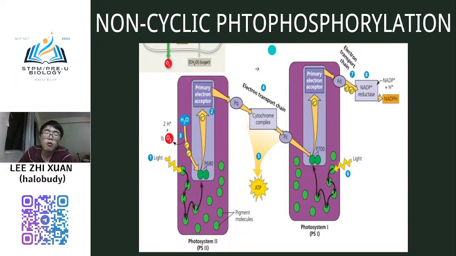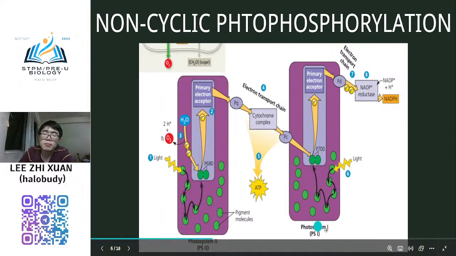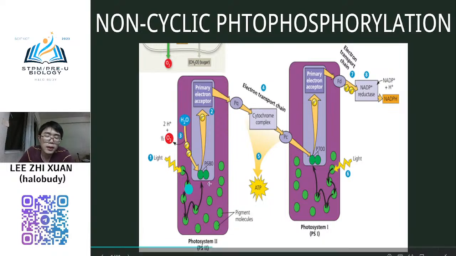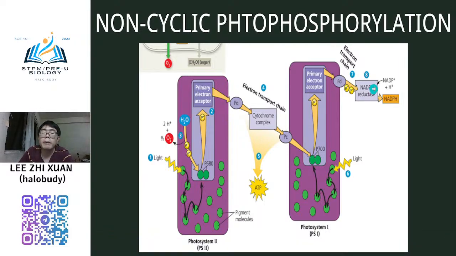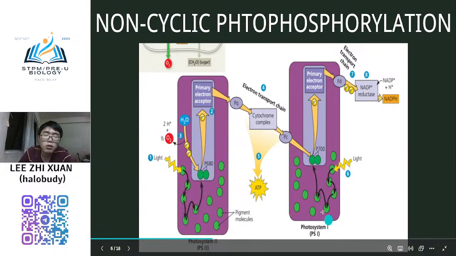It is go back one cycle. That is why PS1 only involves cycle. But for PS2, it will... That is why we say PS1 includes non-cyclic and cyclic, because in non-cyclic it starts from PS2 and then goes to PS1 and then goes to produce NADPH. But for the cyclic one, it only involves PS1.